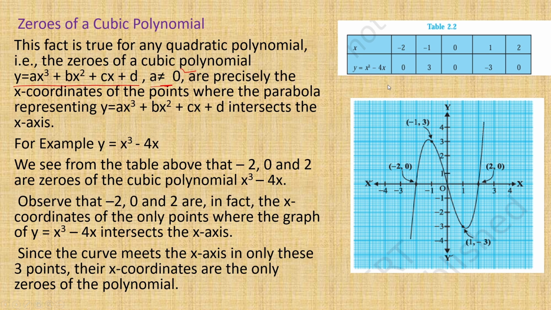From those two, we got the points. From those points, we form the graph. So here, by substituting these values, what do we get? When x is equal to minus 2, we substitute, we get y is equal to 0, so the point is minus 2 comma 0. X is equal to minus 1, we substitute, we get y is equal to 3. X is equal to 0, we substitute, y is equal to 0. X is equal to 1, we substitute, we get y is equal to minus 3. X is equal to 2, we substitute, we get y is equal to 0. These are the 5 points we got.